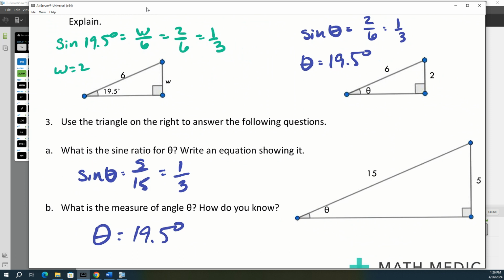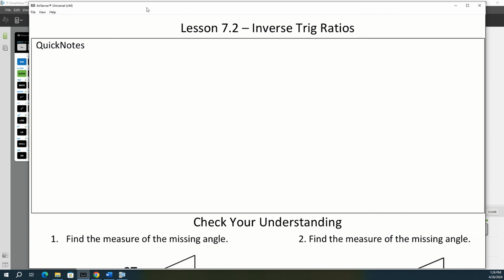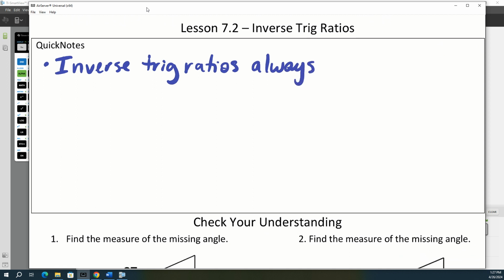All right, so that's a small portion of what we're going to talk about Monday and today. But the main thing I want you guys to get used to are inverse trig ratios, and they're always going to give you an angle. It's not always going to be 19.5, but inverse trig ratios always give an angle.